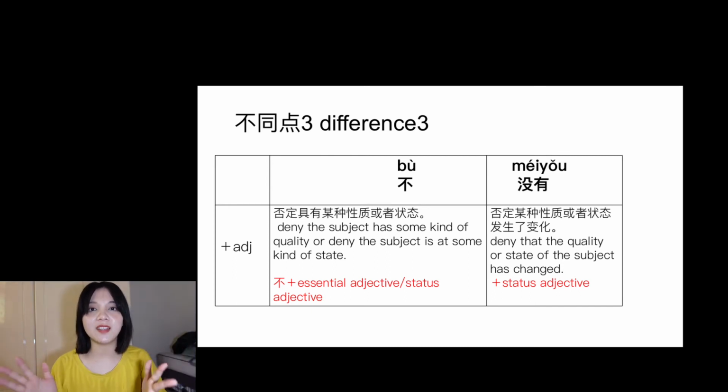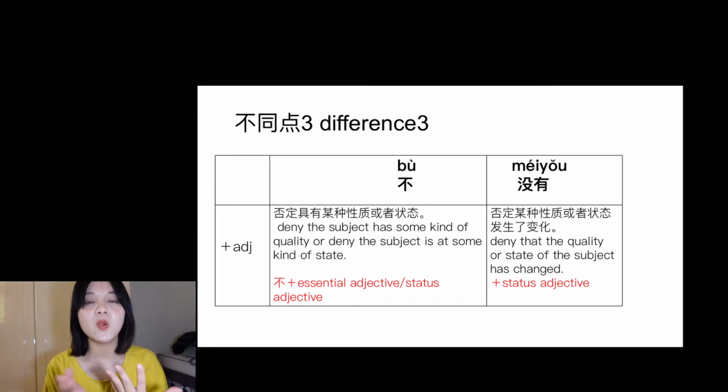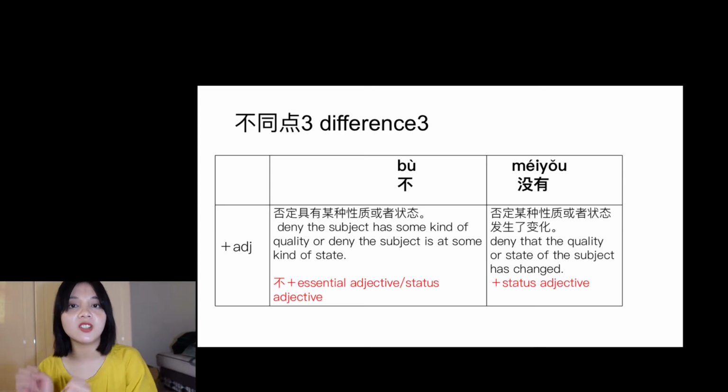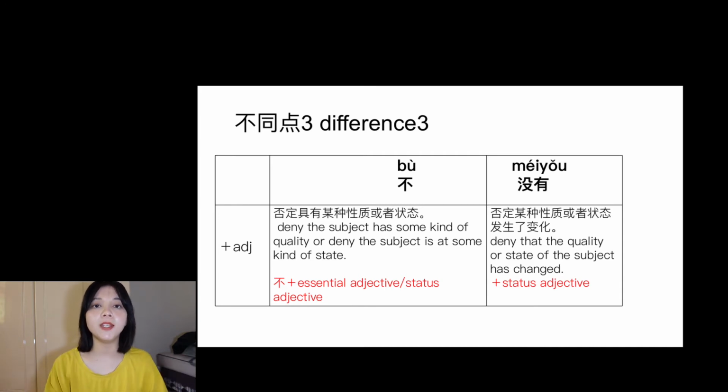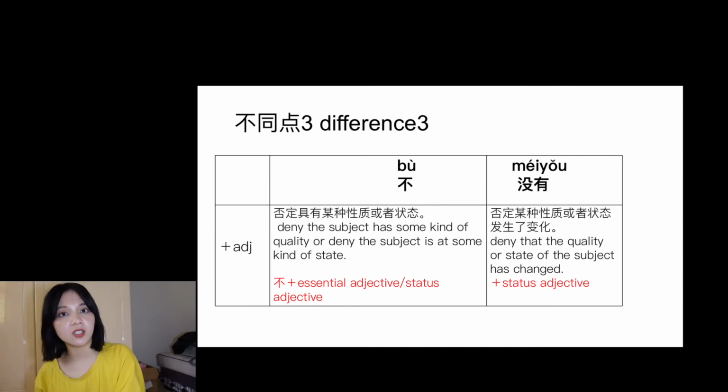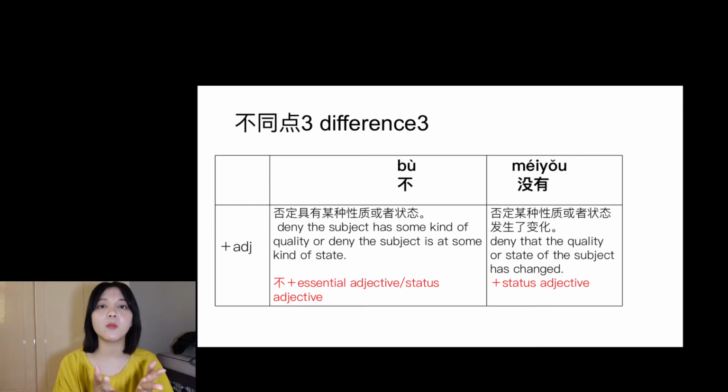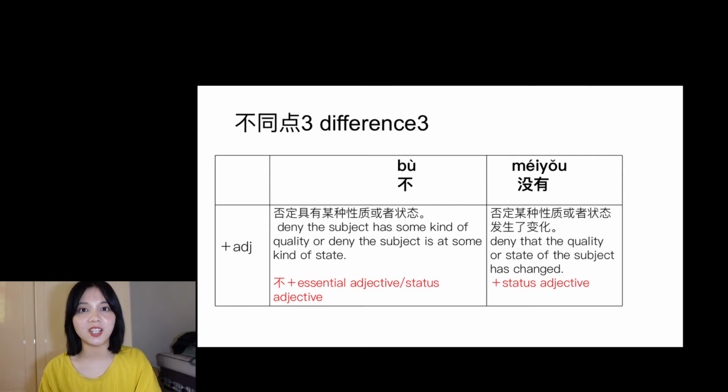When you use them in a sentence before an adjective, notice here, normally when you use 不 then add an adjective, the adjective can be a status adjective or an essential adjective. But when we use 没有 then add an adjective, the adjective normally is a status adjective, and the meanings of them are totally different.